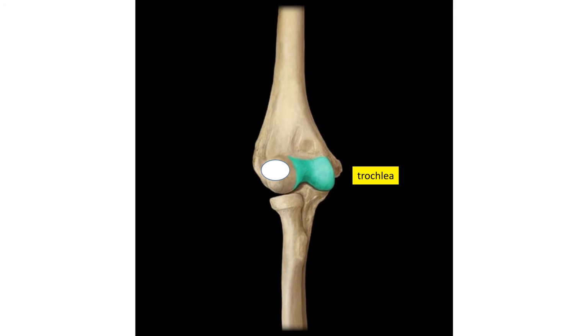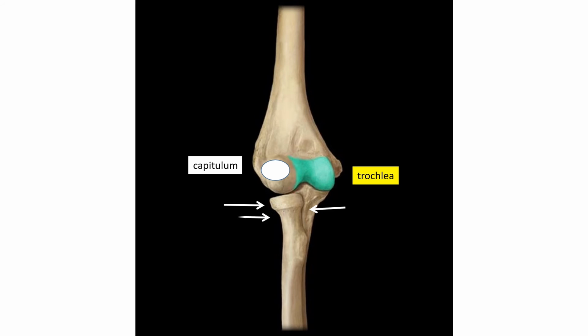Now, what is this rounded elevation lateral to the trochlea? Now, this is a rounded shape, and it is going to articulate with the radius, and it is lateral, and it is called the capitulum.